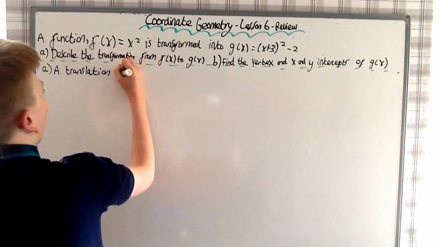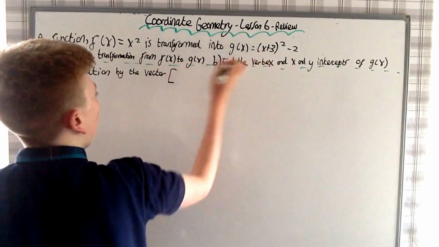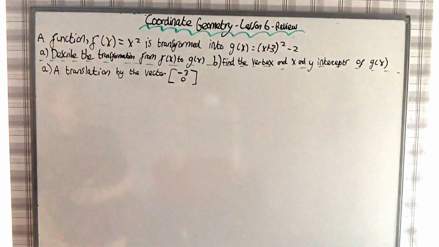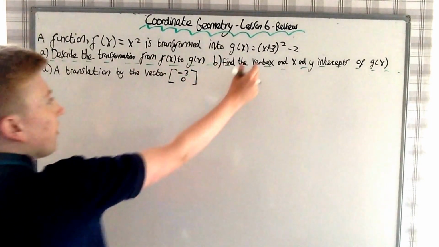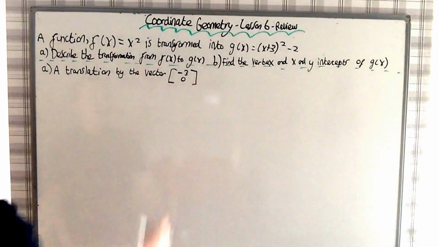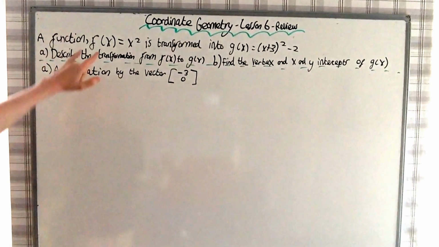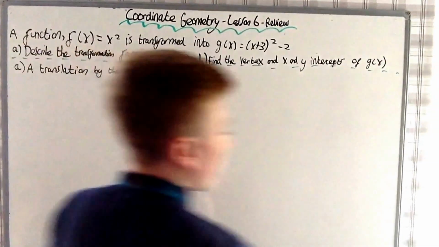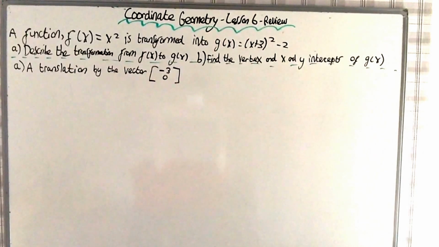We could say by the vector minus 3, 0, and that means that it's actually gone left 3, if we write it like this, minus 3, 0. That's the first thing. So that's one way we could write it to get full marks. We could write it in this vector form, or we could just state that it's a translation of the graph f of x moving left by 3. In other words, it's being translated left. And that will be fine, and that would also score you the marks.